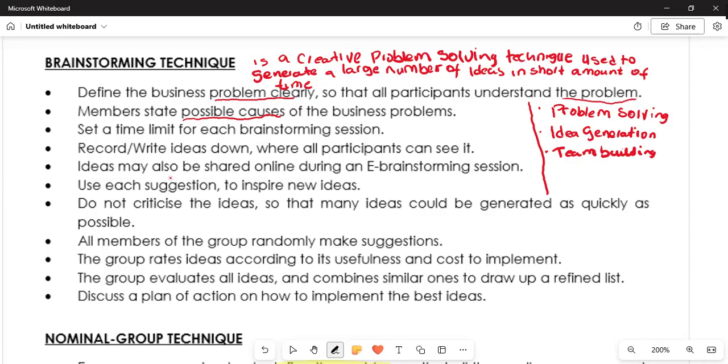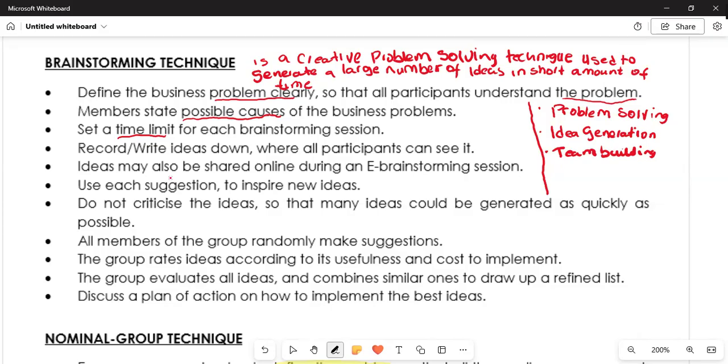When we are brainstorming, set a time limit for each brainstorming session, to say that at this particular time the members will be submitting their ideas. So there should be a time limit.